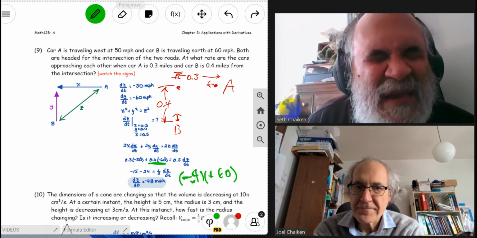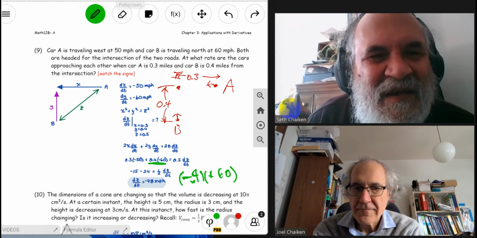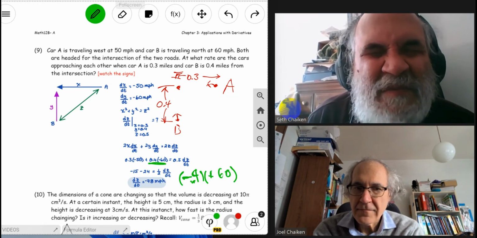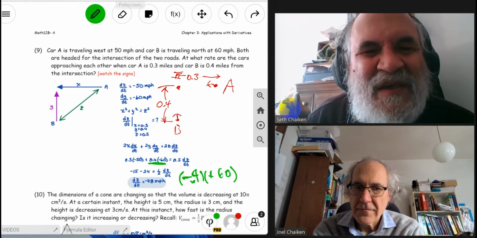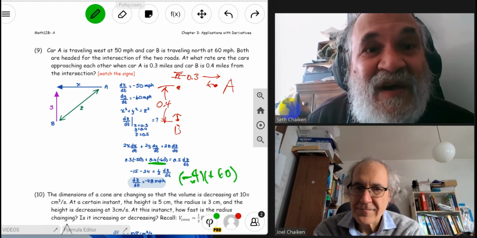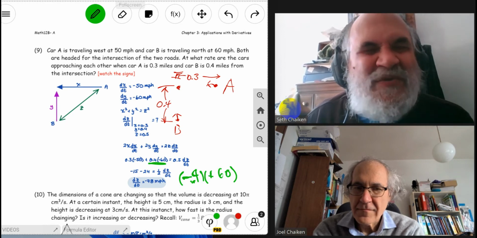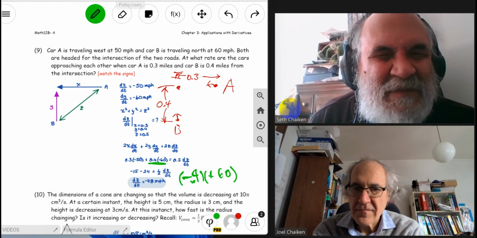Okay, and we're told that the velocity of car A is leftward 50 miles per hour, and the velocity of car B is northbound at 60 miles per hour. Now, what's the question? At what rate are the cars approaching each other?